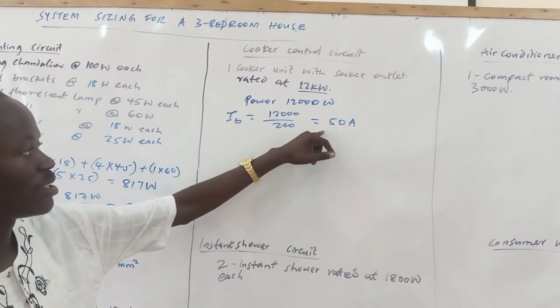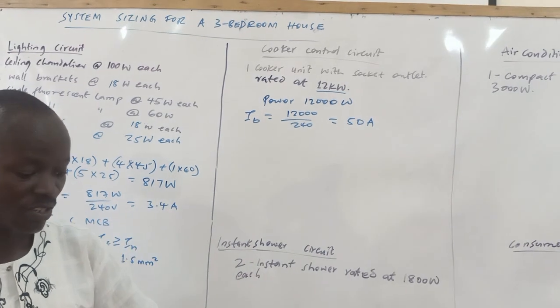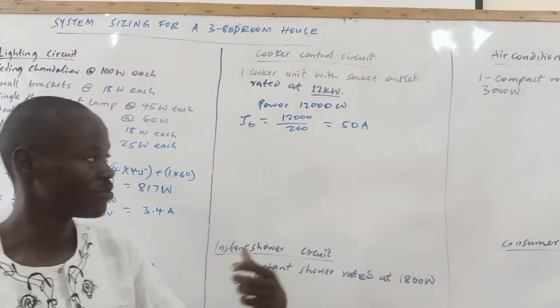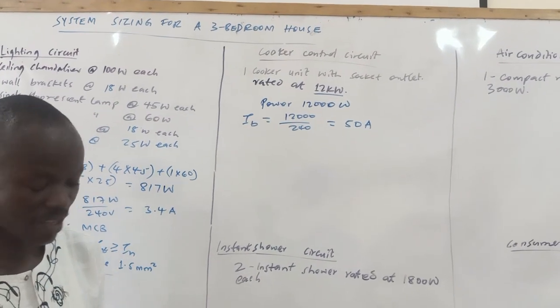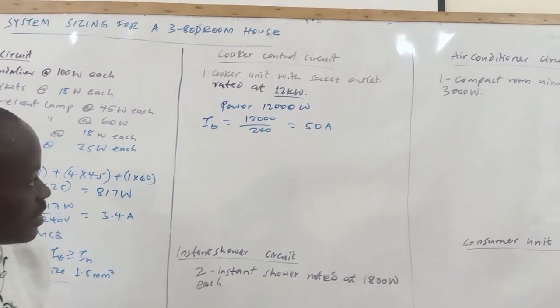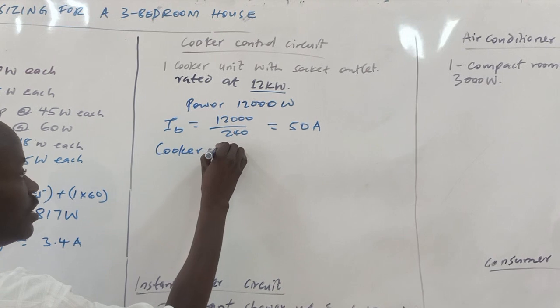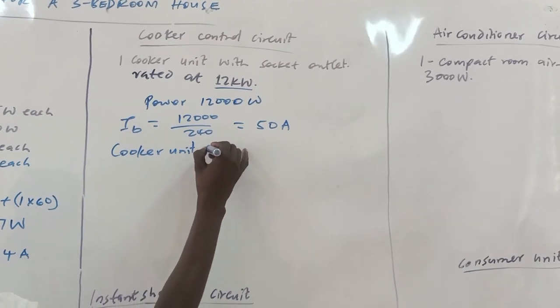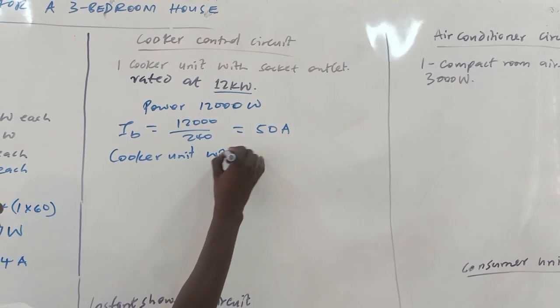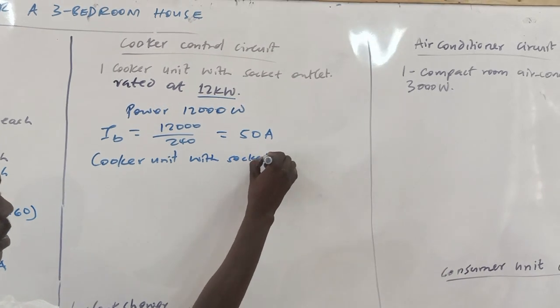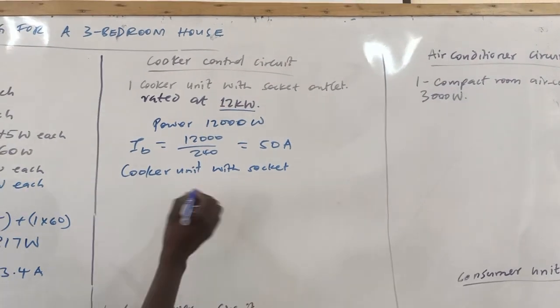So when it comes to this, we have a diversity, because you're not going to be using a cooker for a long time. We usually use a cooker for a short time. So in this case, we have another formula that we use, and this is the approach. So with the cooker unit with socket outlet, we use this formula.